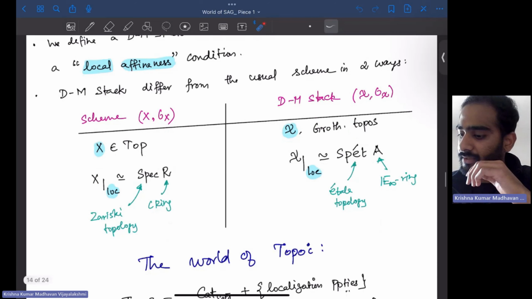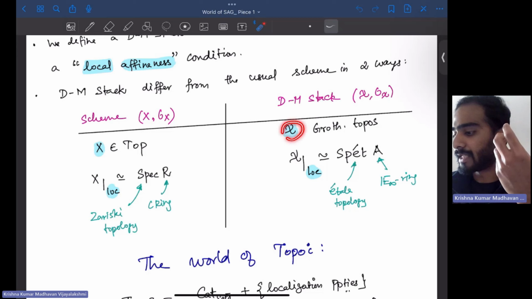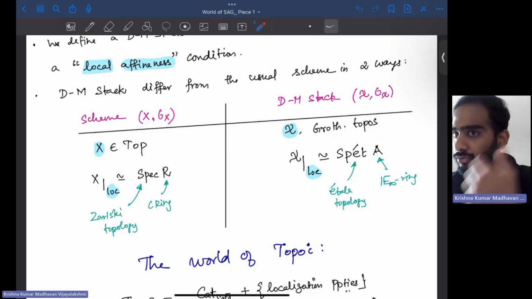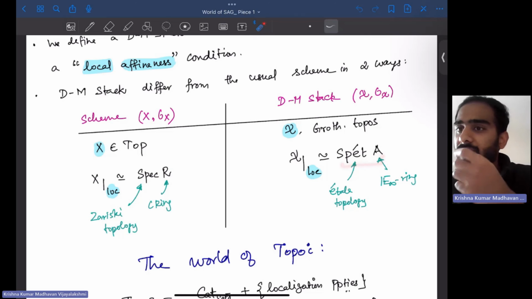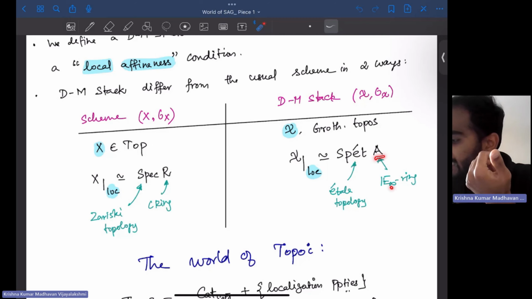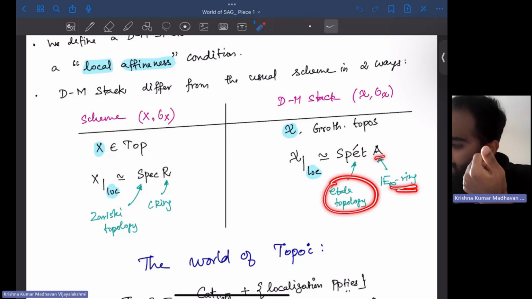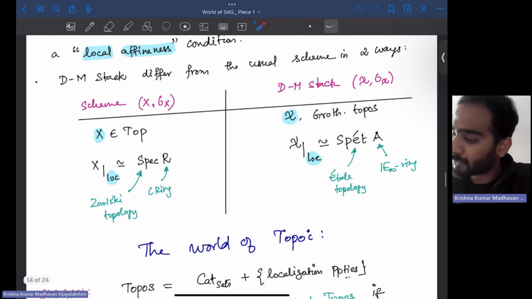The first way is like a scheme as a topological space, but this one as a space, it's a Grothendieck topos. It's a higher version of a topological space. And then locally, a scheme resembles a spectrum of a Zariski topology, but a DM stack locally looks like a spectrum of an E infinity ring, but with an étale topology on it.